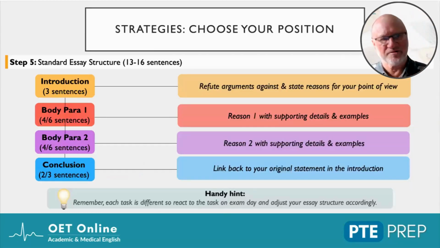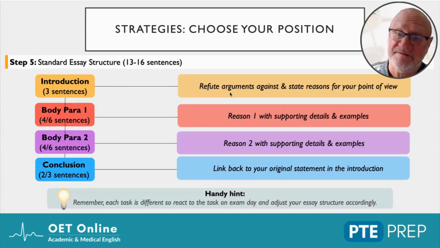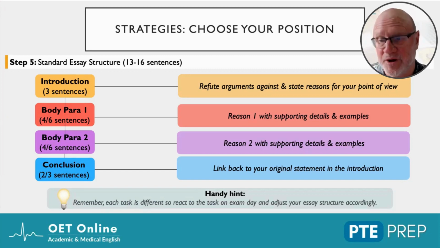Okay, there are a couple of structures that we can show. This is one standard structure, and it's probably going to be 13 to 16 sentences long. You'll get used to this as you go. So the introduction, 3 sentences, and that's where you refute the arguments against your topic because you're choosing a position. So you can say, many people believe that whaling is unsustainable. However, then you refute it. I believe it can be sustainable if, and you give some reasons for your point of view.